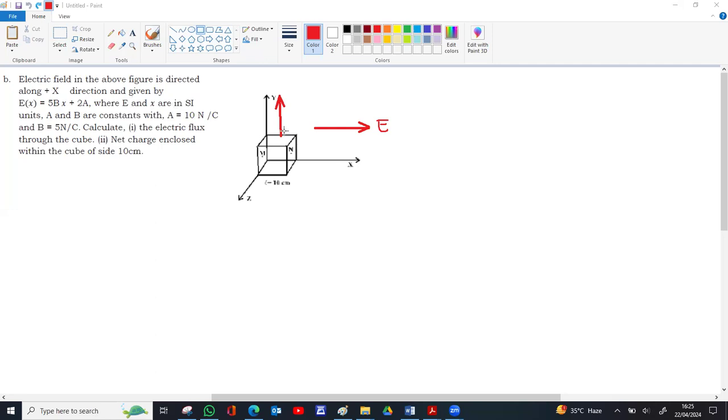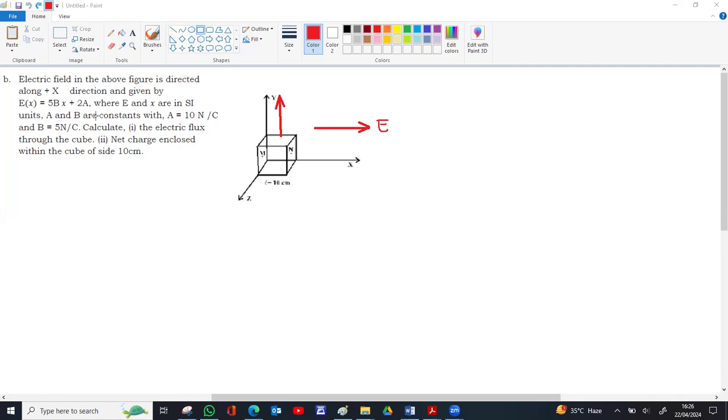A cube is given. The sides of the cube coincide with the xy, xz, and yz planes, and the origin of the coordinate system is at one corner of the cube.